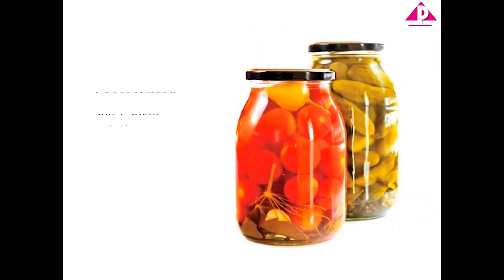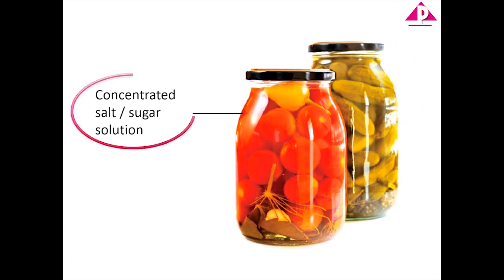The process of making pickled foods involves soaking the foods in a solution with high salt or sugar concentration. By osmosis, water is removed from the food and the microorganisms present in the food. With less water present, the growth of microorganisms is inhibited and the food can be preserved for a long time.